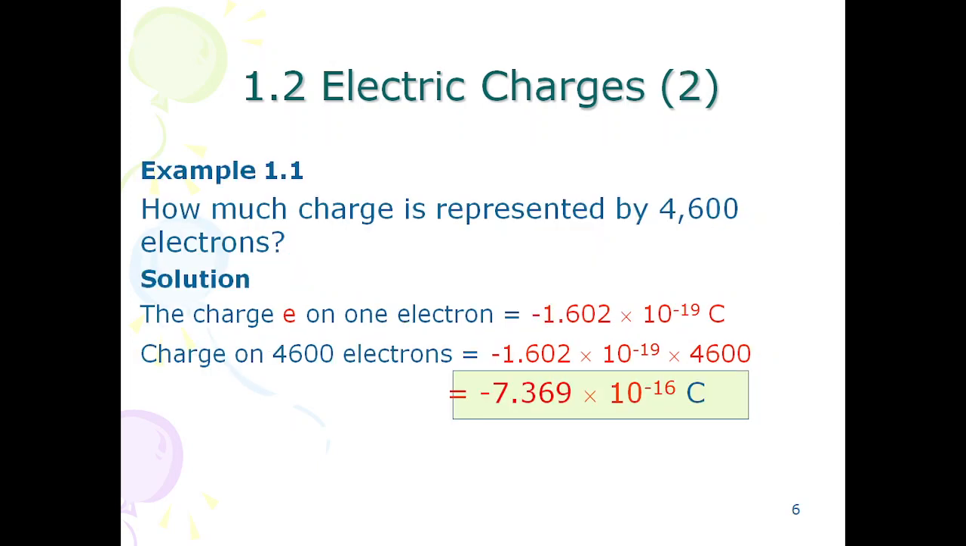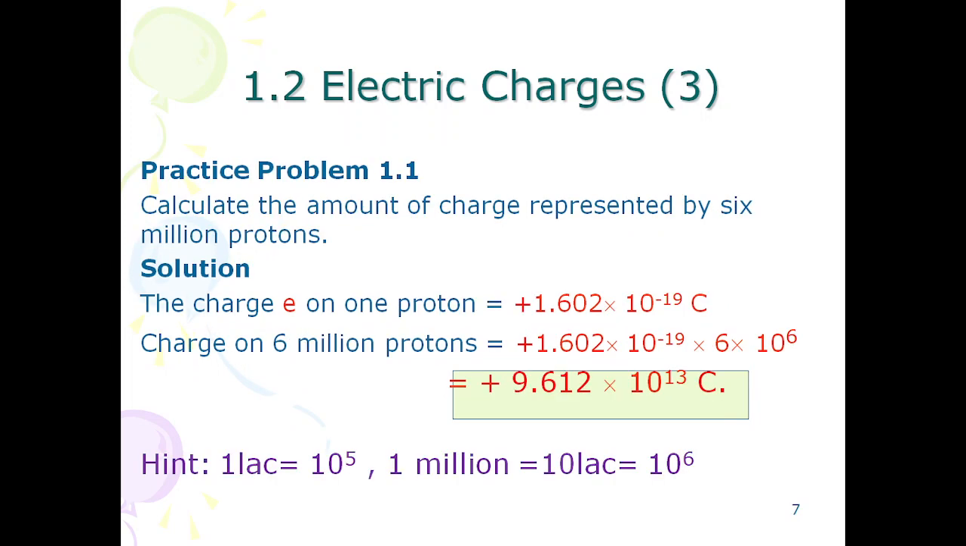Let's have an example. How much charge is represented by 4600 electrons? Charge on 1 electron is equal to minus 1.602 times 10 raised to minus 19, and charge on 4600 electrons is multiplying both, and the total answer is minus 7.369 times 10 raised to minus 16.